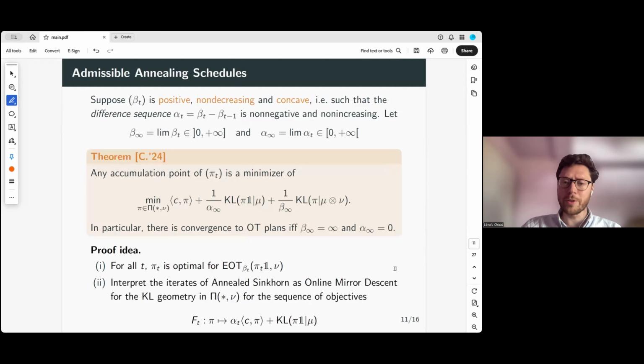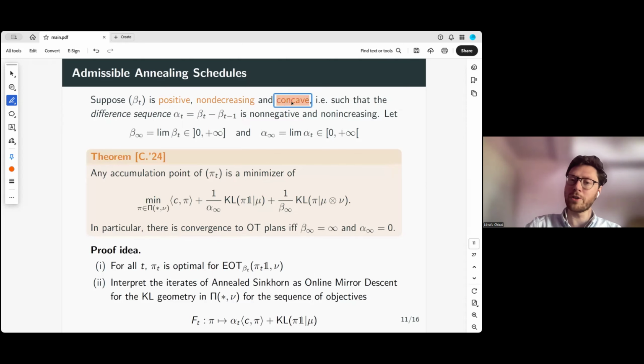Okay, so the first result that I want to present is a characterization of all annealing schedules that will give convergence to optimal transport plans asymptotically. So what we will assume is that beta is positive. So this is a very natural assumption. You want it to be non-decreasing. That's also very natural. You want it to diverge to plus infinity.